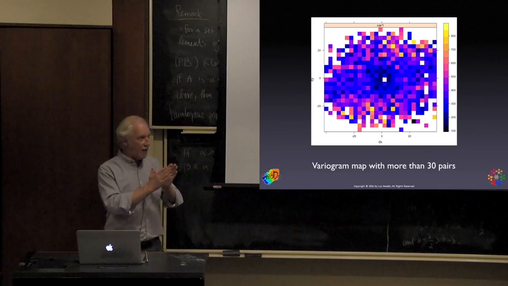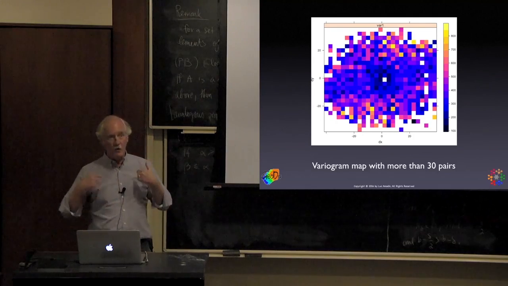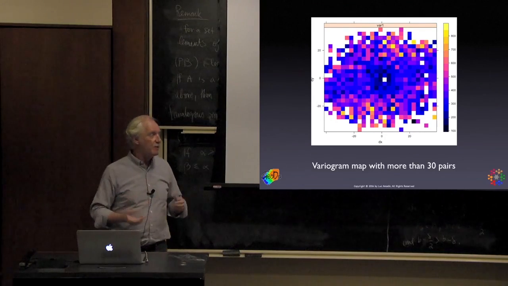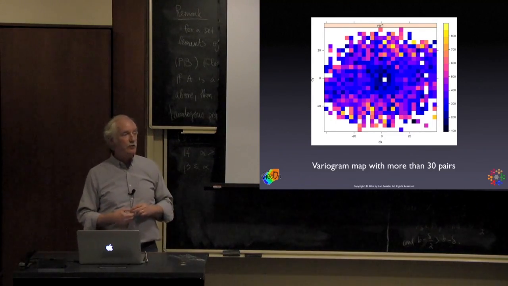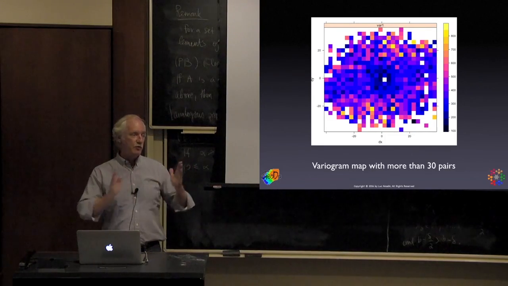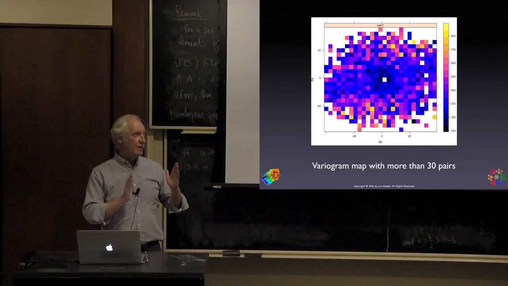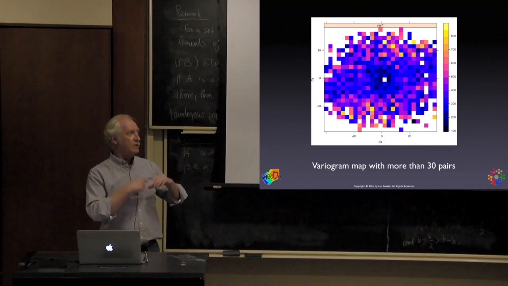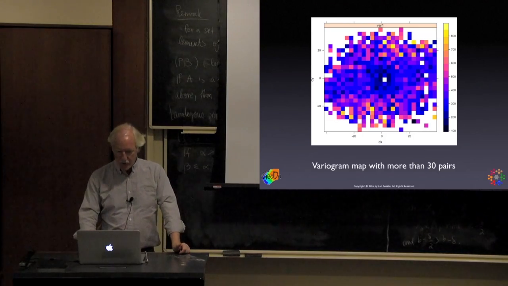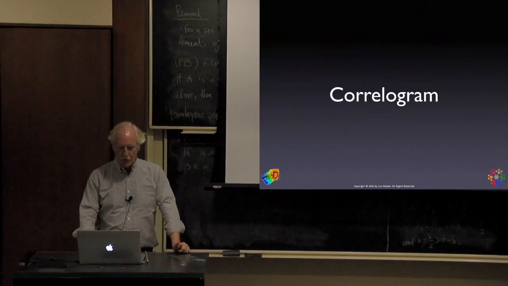This is a much finer classification, so as a result, there will be fewer pairs, and in fact, there might be not enough. So just like with the binning in the standard variogram, you want to make sure you have enough pairs in each bin. Here, because it's a double classification, it's even worse. Right?